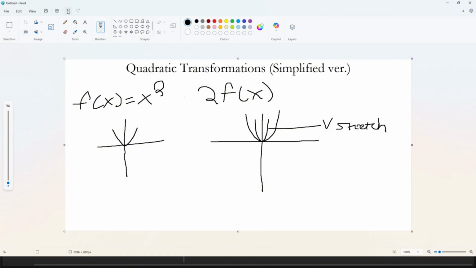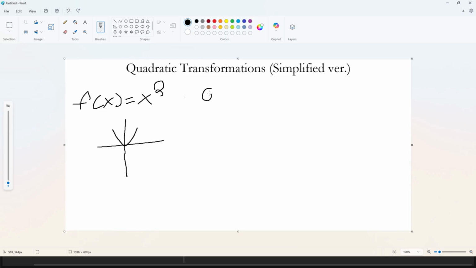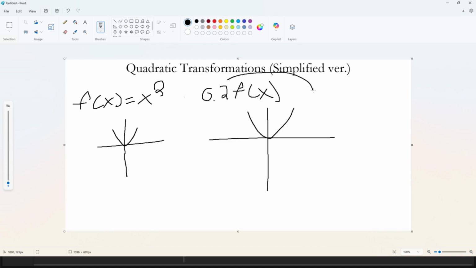Now let's move on. What if we multiply our f by a number that is less than 1? A number that is less than 1 could be 0.2. So 0.2f(x). First of all, let's draw our parent function. Now, this is called a vertical shrink when we multiply by a number that is less than 1. You will notice that when we do this vertical shrink, the function actually becomes wider.